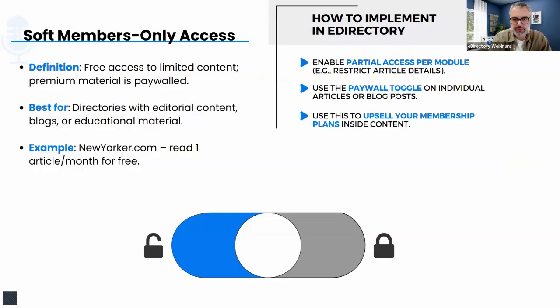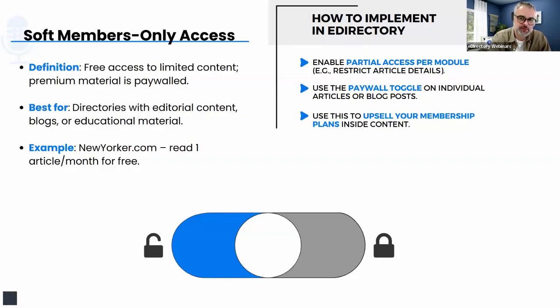So usually it's best for directories with editorial content such as news, blogs, educational materials like courses, or live streams, where content creators are making videos, video courses, or offering downloads. You can lock that richer content behind a paywall, but you can offer free content just to attract more users. A good example would be the New York Times, where you can read 5 articles a month for free, and then after that you have to pay for a subscription.